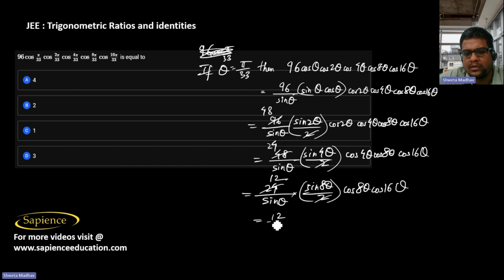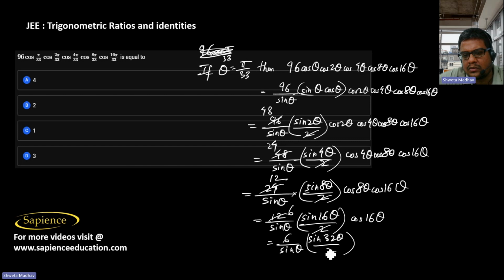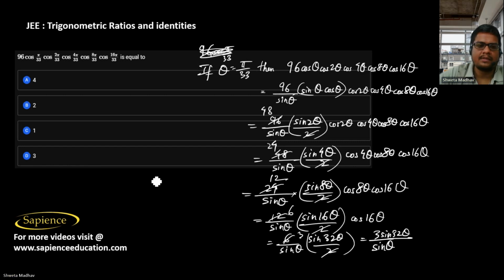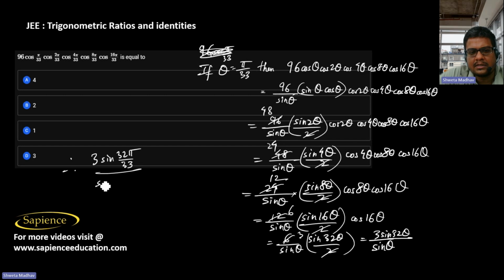12 will come. So this is 12 by sine theta into sine 8 theta cos 8 theta, that is sine 16 theta by 2 into cos 16 theta. So 2 and 12 will cancel. So this is 6 by sine theta into sine 16 theta into cos 16 theta, that is sine 32 theta by 2. So 2 3s are 6. So this will come 3 by sine theta into sine 32 theta. So now this is 3 sine 32 theta, meaning 32 pi by 33 by sine pi by 33.